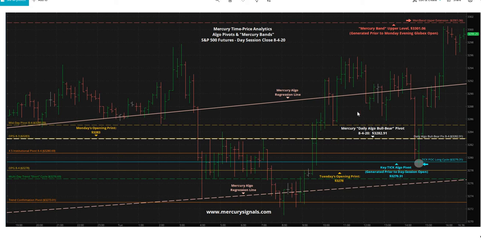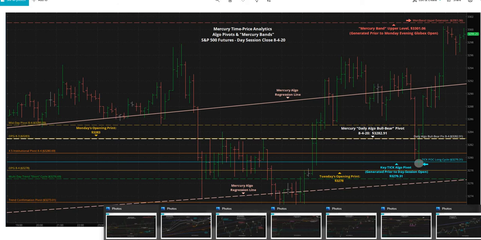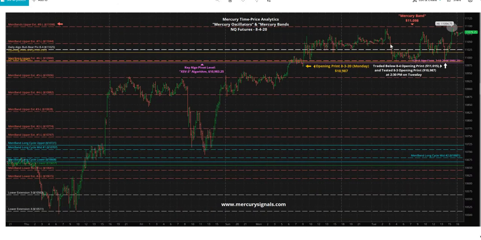Now, let's take a look at NQ for yesterday. What chart is that? Chart 4. Here's NQ. Yesterday, end of day screenshot. And Monday's opening print, it's the same pattern. Monday's opening print in NQ futures, 10,987. Tuesday's opening print, let's see, Tuesday's opening print is 11,015. So Tuesday's print was just a little bit higher than Monday's.